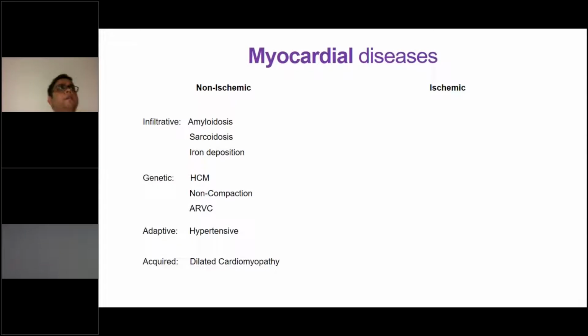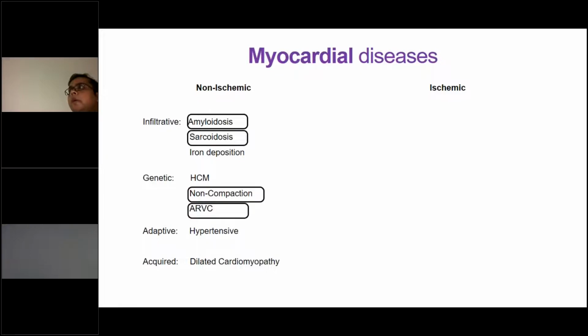For the sake of presentation, we have broadly categorized the myocardial diseases into the non-ischemic and the ischemic varieties. And in the non-ischemic variety, we are going to present 4 conditions, which are amyloidosis, sarcoidosis, non-compaction cardiomyopathy, and arrhythmogenic right ventricular cardiomyopathy. We have chosen these 4 conditions because they have fairly characteristic MRI findings and they are not uncommon in our clinical setup. So here I would like to invite Dr. Srishti to come over and present the first 2 cases. Thank you.